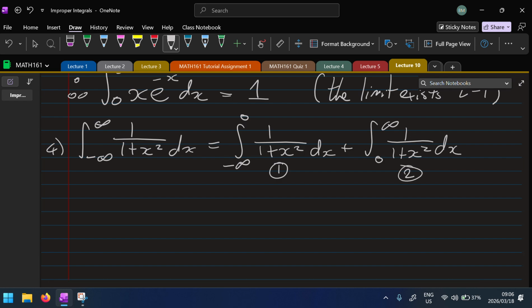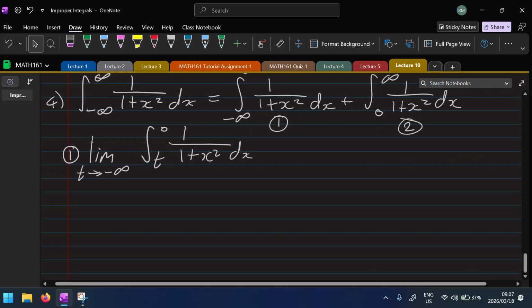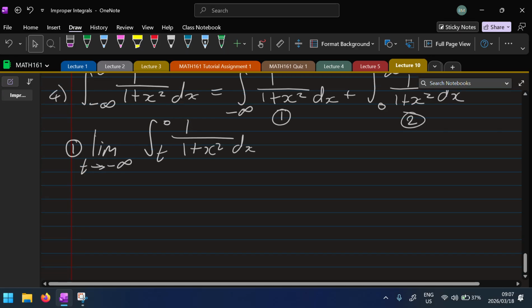Okay, so let's do number 1. So the bottom part is infinite, minus infinity. So we're going to call that t. So this will be the limit as t goes to minus infinity, integral from t to 0, 1 over 1 plus x squared. Okay, then we ignore the limits, do the integral, and then take the limit at the end.